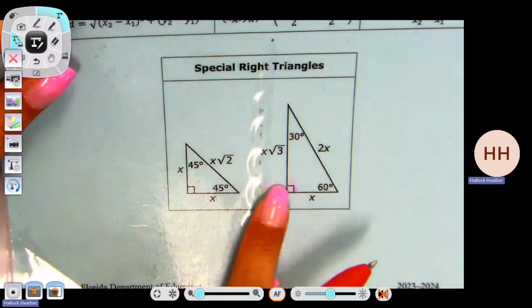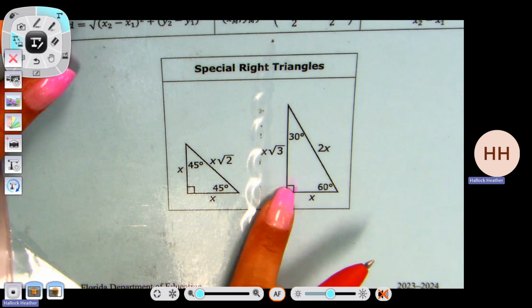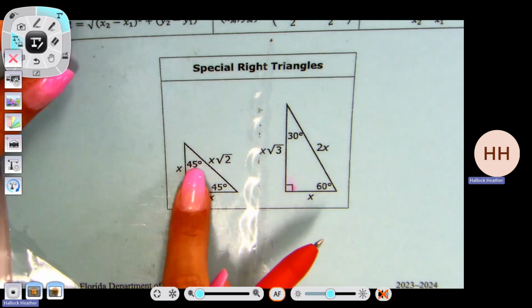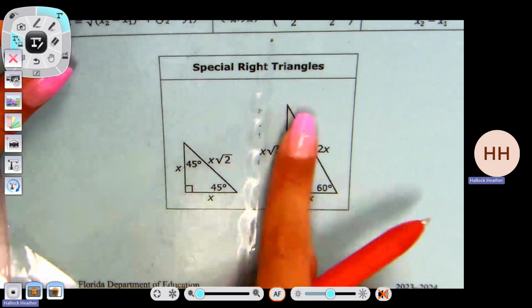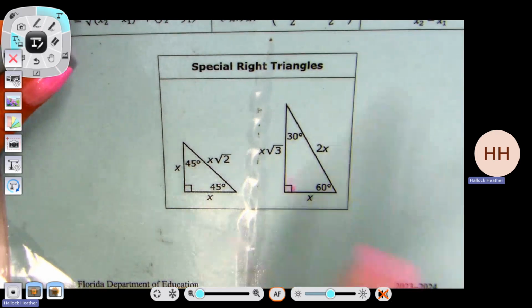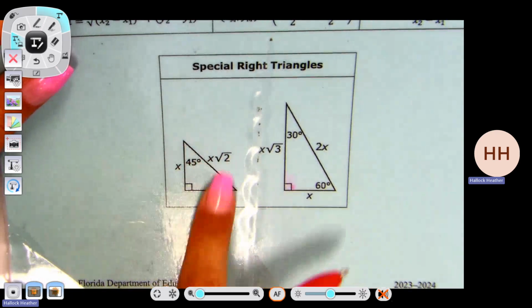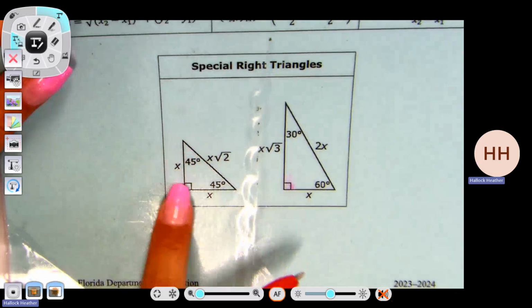Okay, and then you have 30, 60, 90 triangles. You can tell the difference because one has to say 45 and one has to say 30 or 60. Okay, so 45 has to have 45s, 30, 60, 90 have to have 30, 60, 90. So what we're going to do is the 45, 45, 90 first. So we're using this formula.